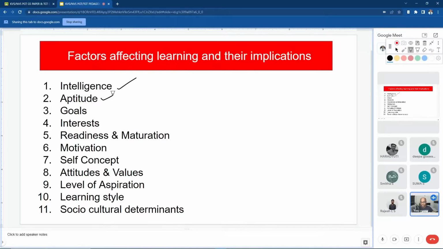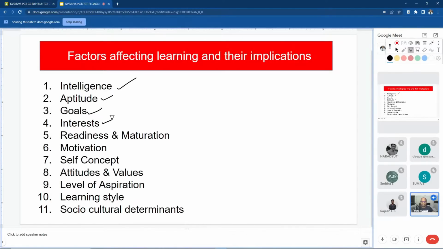The second one is aptitude. Yesterday we had a discussion. The student should have a minimum level of understanding to understand what you are teaching, and their aptitude must be correct towards the teaching-learning process. And goals. If the student has a set goal, they will come regularly. You are all coming to classes regularly because you have a certain goal, and that goal motivates you to wake up in the morning and study. If there is no goal, they don't study properly, or they are not interested either.